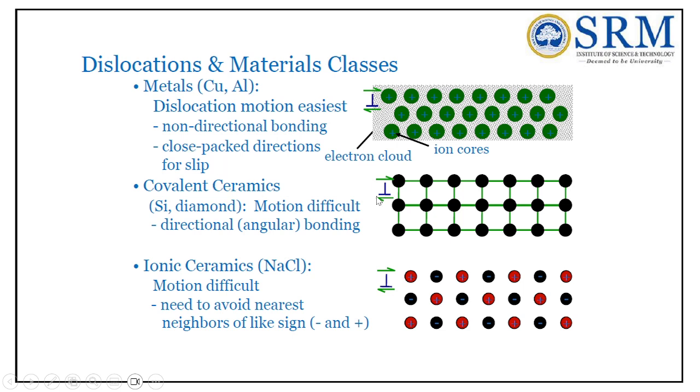Whereas if you go to a covalent ceramic bond, you can see these are covalent bonds, where the examples are silicon and diamond. The dislocation motion is difficult because all atoms are attached to each and every one. But here in metals, you can see the atoms are independent, so dislocation is easy. So the motion is difficult in the case of ceramics. It has directional bonding. In ionic ceramics like sodium chloride, the motion is again difficult. You can see a positive charge ion followed by a negative charged ion, like this. So the motion is difficult. We need to avoid nearest neighbors of like sign, minus and plus.